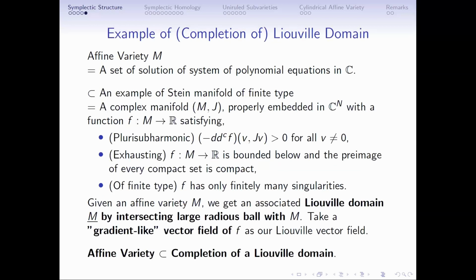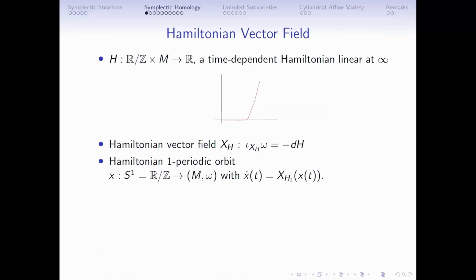So what's the Liouville vector field in this example? We have a plurisubharmonic function like f over g, as before, and take the gradient of it, a vector field along the plurisubharmonic function, and that gives us the Liouville vector field. This is a very small class of completions of Liouville domains. Affine varieties are a very special, small class.